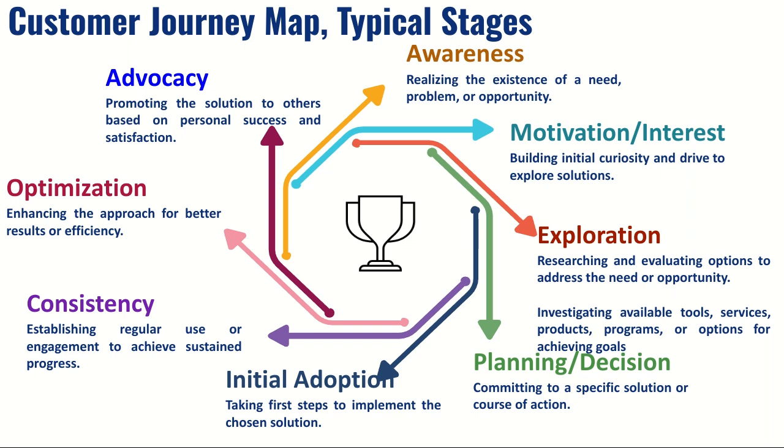And then further exploration, researching, evaluating options to address the need or opportunity, and then investigating available tools, services, products, programs, or options for achieving the goal. So by this time, they moved ahead. So this is stage 3. By that time, they have that initial awareness of the need for prioritizing preventive healthcare approaches kind of cultivated and nurtured, and it has come to that stage of exploration.